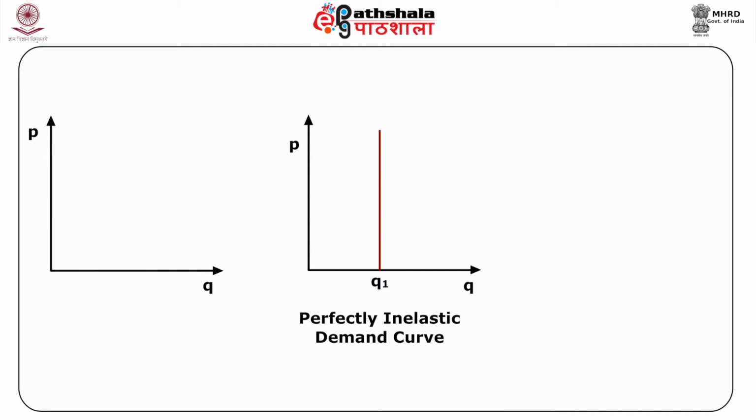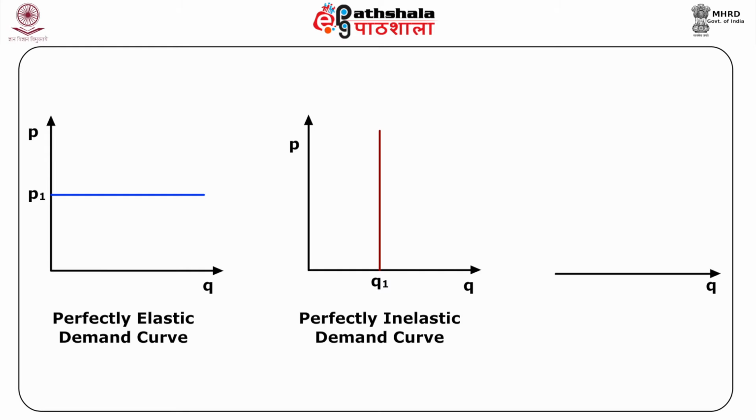A perfectly horizontal demand curve indicates that consumers are willing to consume any quantity demanded, but only at a certain price. In this case, owing to the slope of the curve, the value of elasticity is infinitely large, and this type of demand curve is called a perfectly elastic demand curve.